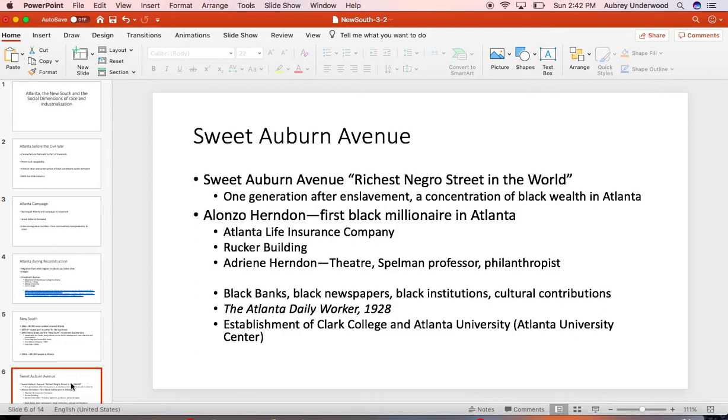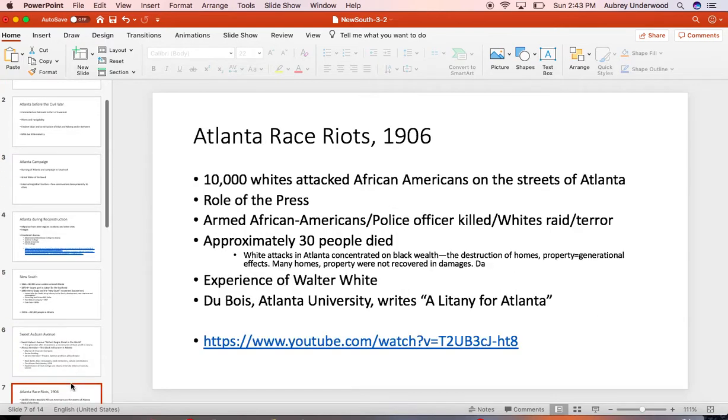In that first generation after enslavement, there were Black banks, Black newspapers, certainly Black institutions, but also Black cultural contributions across the city. The Atlanta Daily Worker, which is still around today online, is one of the oldest Black newspapers, which begins in 1928. I mean, in Atlanta, there will be others, but this one is still around. And of course, the establishment of Clark College and Atlanta University.